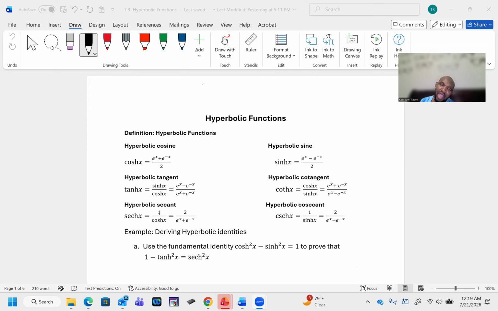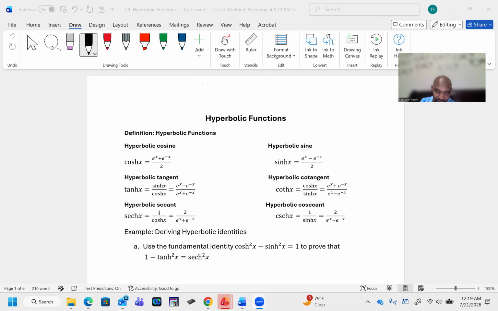Hyperbolic tangent is the same thing as tangent. Hyperbolic tangent x is hyperbolic sine x divided by hyperbolic cosine x. And you have the same thing for hyperbolic cotangent x. So basically there is a similarity between hyperbolic functions and trigonometric functions, okay?